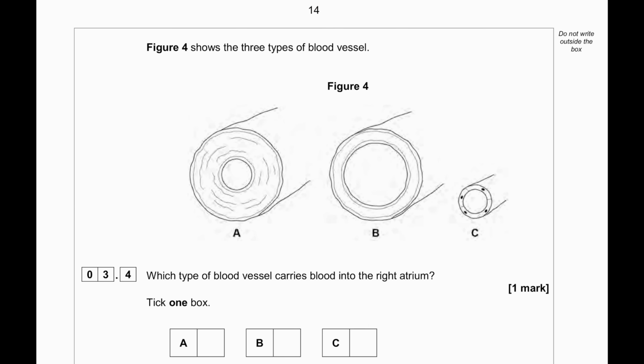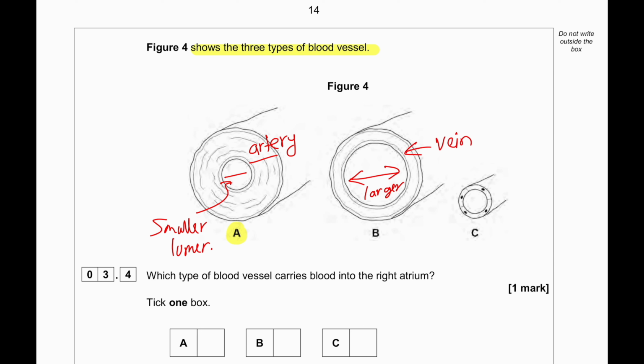Figure 4 shows 3 types of blood vessels. We can see blood vessel A. A is representing an artery because we can see it has a smaller lumen and it has a thick muscular and elastic wall. B represents a vein because of the larger lumen and thinner muscle and elastic wall. Whereas C is only one cell thick, and we can see that the lumen is only about the size of a red blood cell, so definitely C is a capillary.